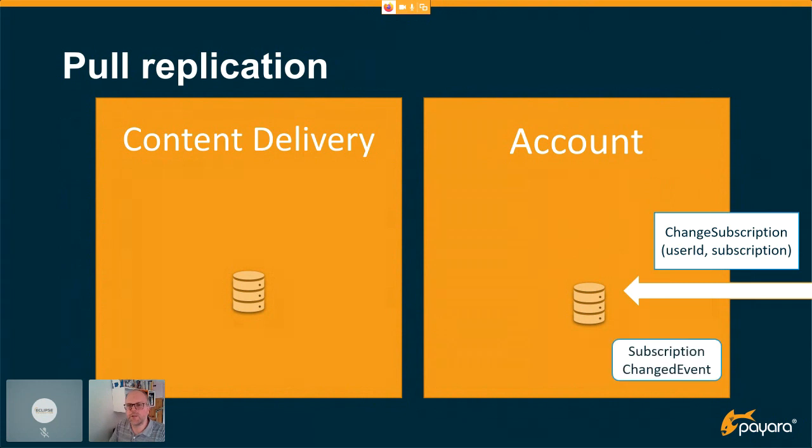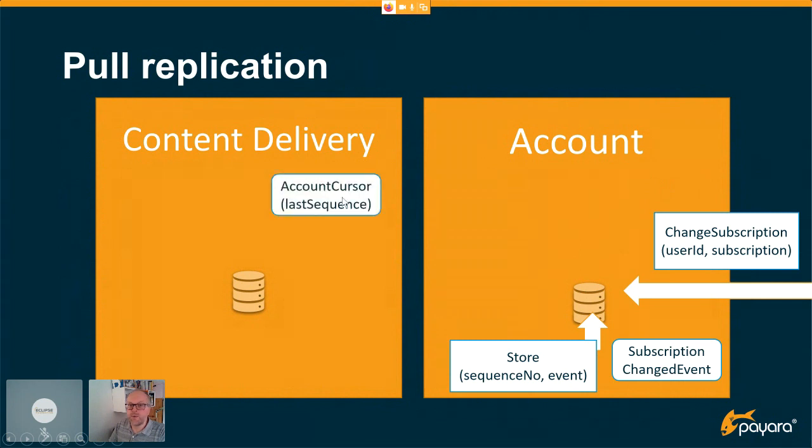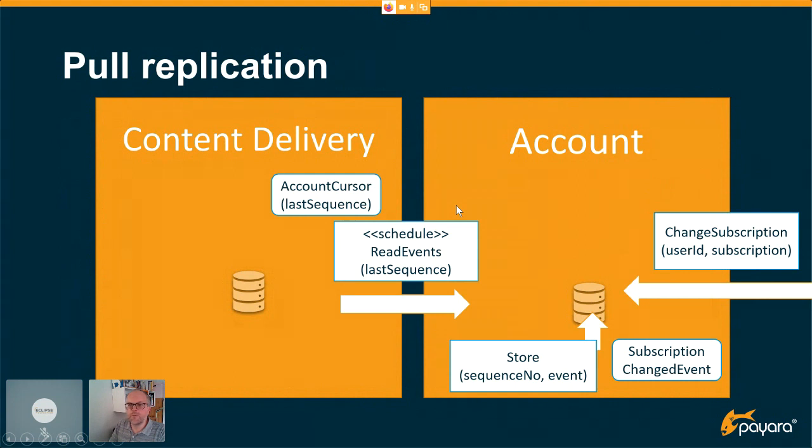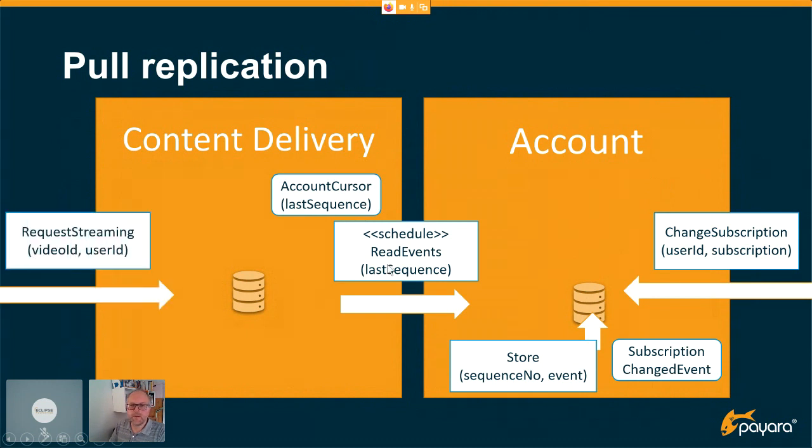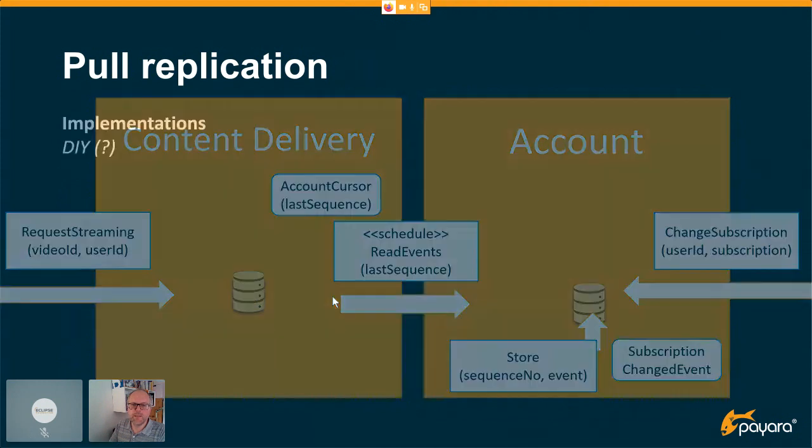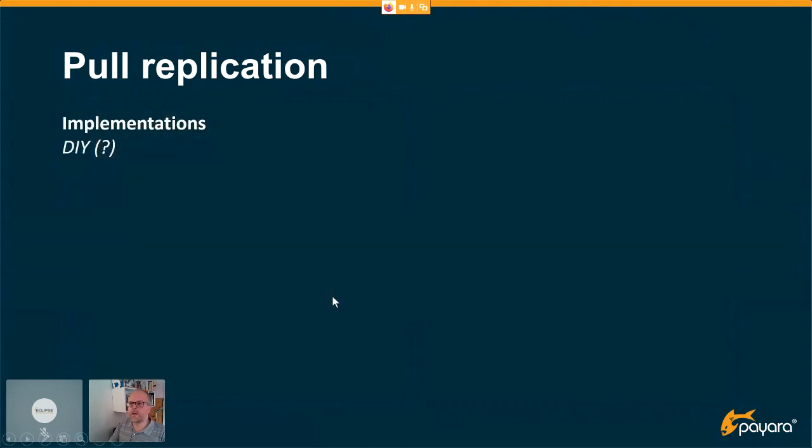So when a subscription changes, we've got this event that we store within that same transaction into the account's data storage. Content delivery remembers the last event it's seen from the account and will regularly pull the account service for the new events and process them. Doesn't seem like much of a change, but actually it makes things quite simpler.